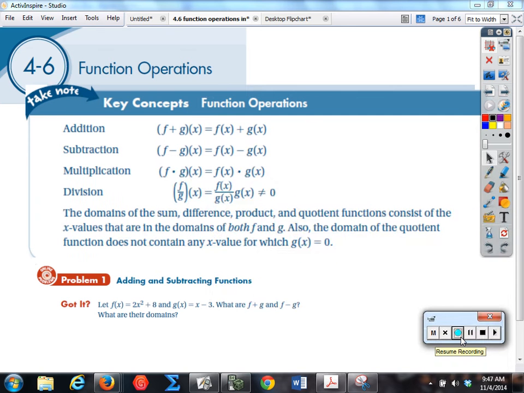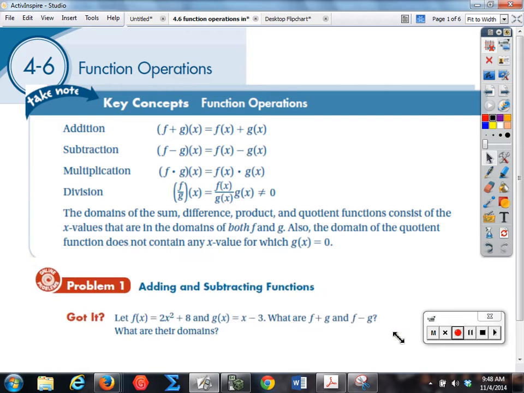The domain of the sum, difference, product and quotient functions consists of the x values that are in the domains of both of them. So if they have different domains, when you combine the functions, you just have to look at the domains that are in both of them. And then, of course, you also have to exclude any place where g of x equals 0. Okay?